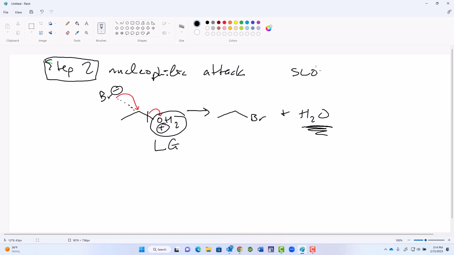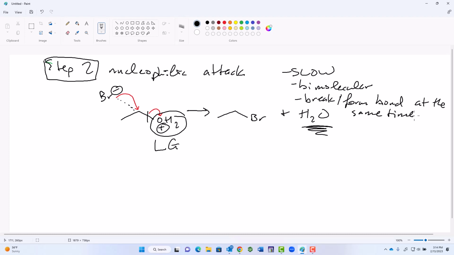This is our slow step. It is bimolecular. And we break and form a bond at the same time, so it all happens in one step. Since it happens in one step, we call this concerted. So we call this bond breaking and forming a concerted mechanism.